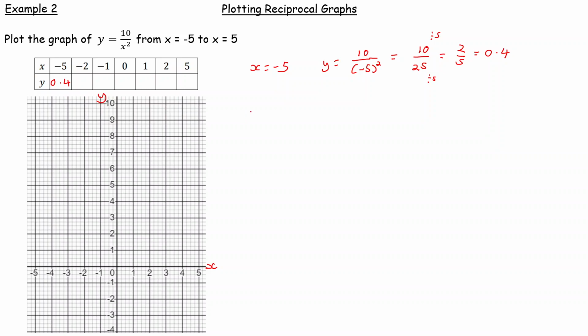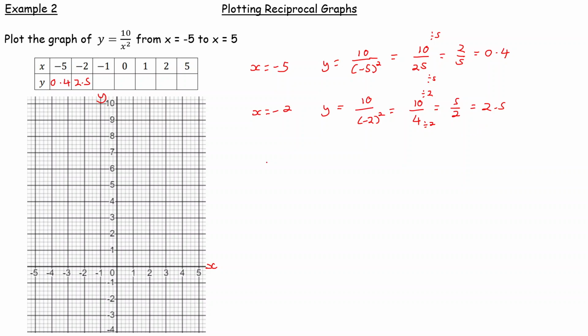Your next one, when x is equal to negative 2, let's substitute it into our equation. So y is equal to 10 over x squared, where now x is equal to minus 2. So 10 over negative 2 squared is 10 over positive 4. 10 divided by 4, we can simplify by dividing top and bottom by 2, which is equal to 5 over 2. And 5 divided by 2 is the same thing as 2.5. Again, if that's confusing you, put it into a calculator and double check. I'm just manipulating my numbers to make them into a simpler form that I can understand more easily.